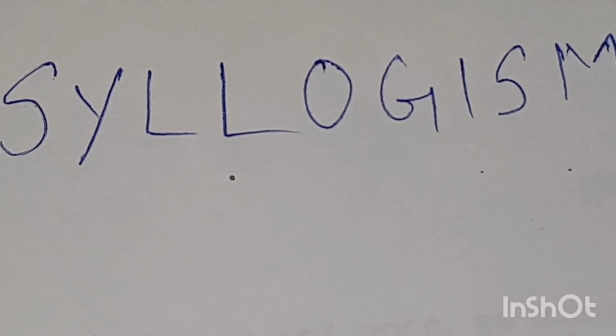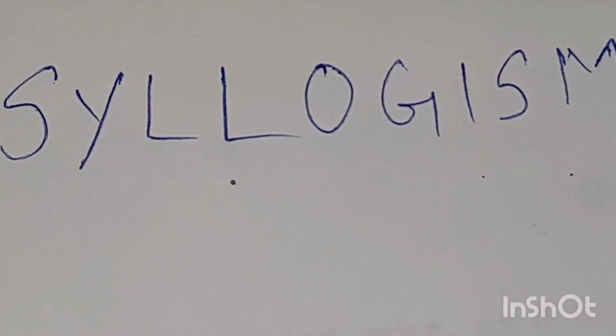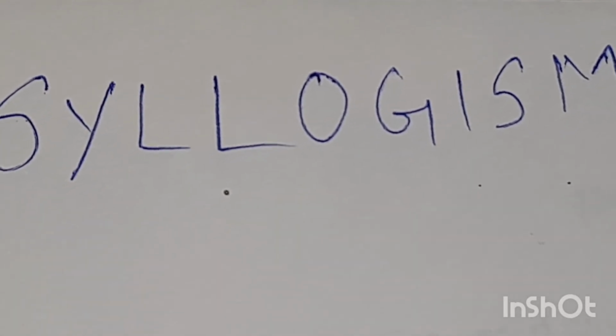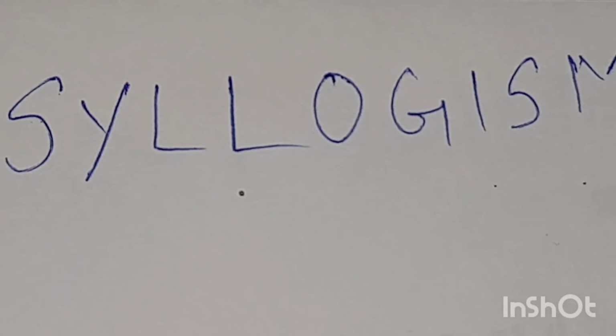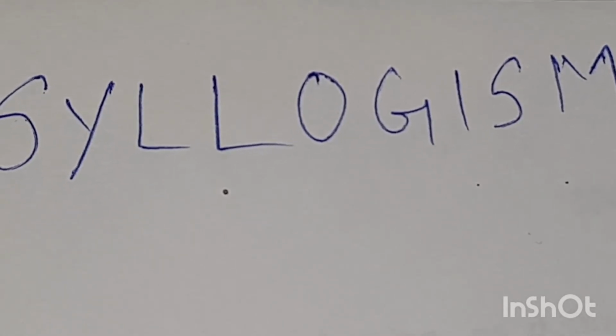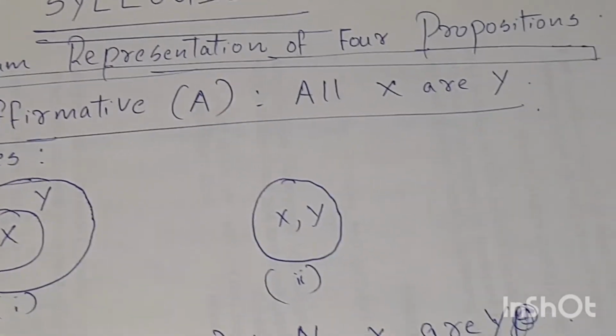And in these type of questions, statements will be given, conclusions will be given, and we have to find out whether the given conclusions are true or not. And the best way to find out that is using Venn diagram. And let's get into that section, Venn diagram representation. So I will teach you the Venn diagram representation of four propositions.